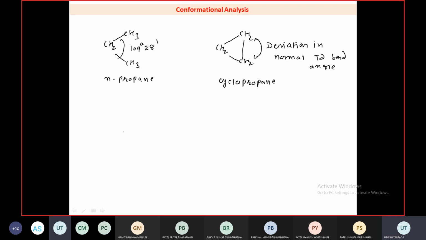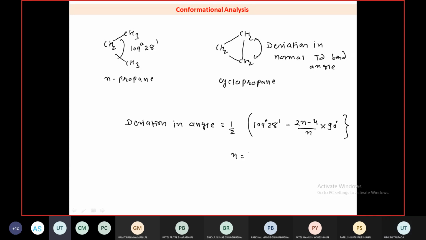The deviation in bond angle is calculated by this formula: one-half of (109 degrees 28 minutes minus (2n minus 4) upon n into 90), where n is the number of carbon atoms in the ring.